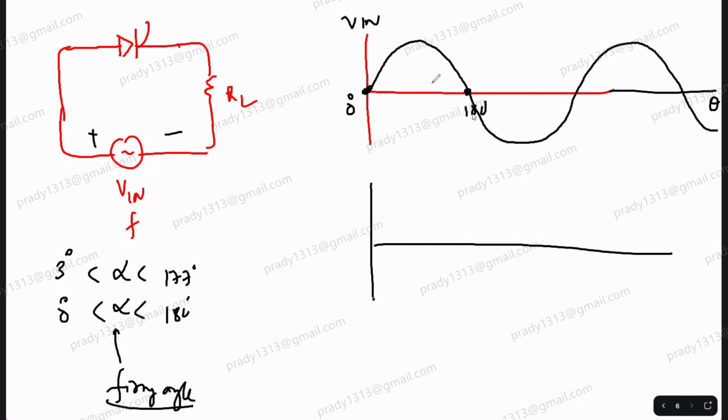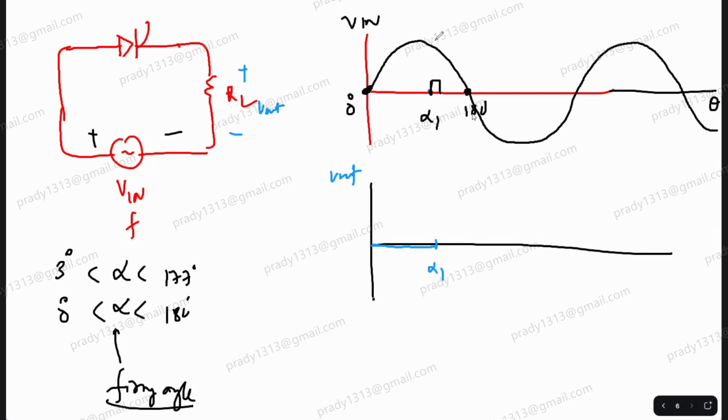Now let us apply the firing angle at alpha 1. Is it possible? Yes, sir. Now tell me, from 0 degree to alpha 1, is the SCR conducting? No, sir. So is there an output here? No output. So till alpha 1, no output. Output voltage is 0.